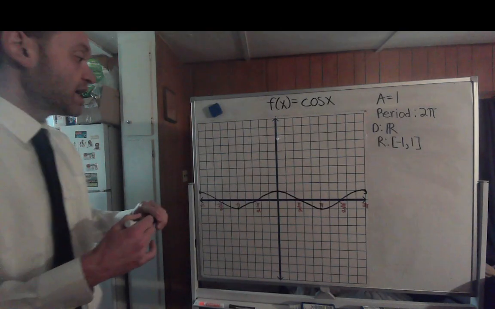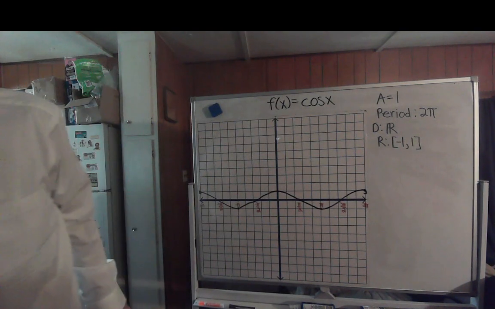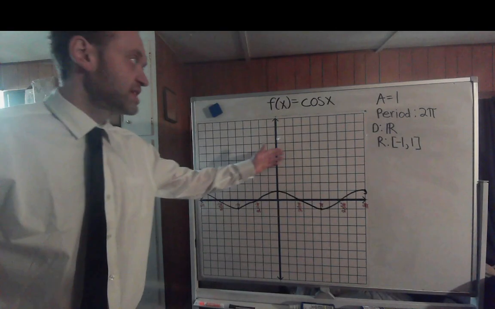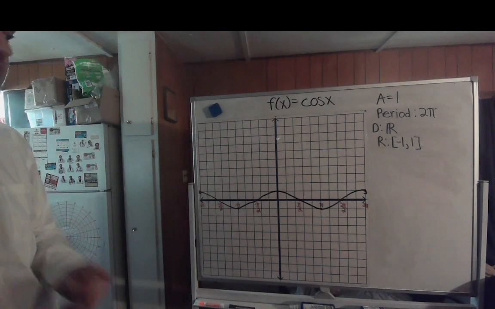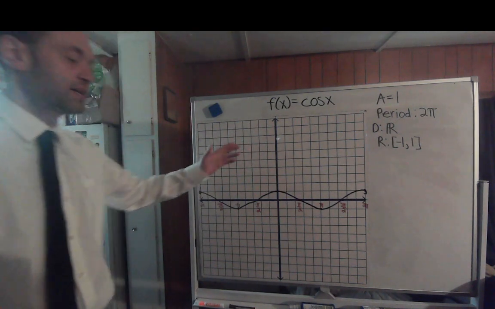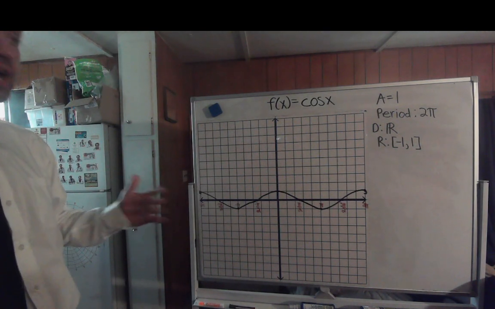So there is your f of x equals the cosine of x curve. As you see, it looks somewhat similar to sine of x, but it's a little bit different because of your values of x, which really give you different outputs of y.